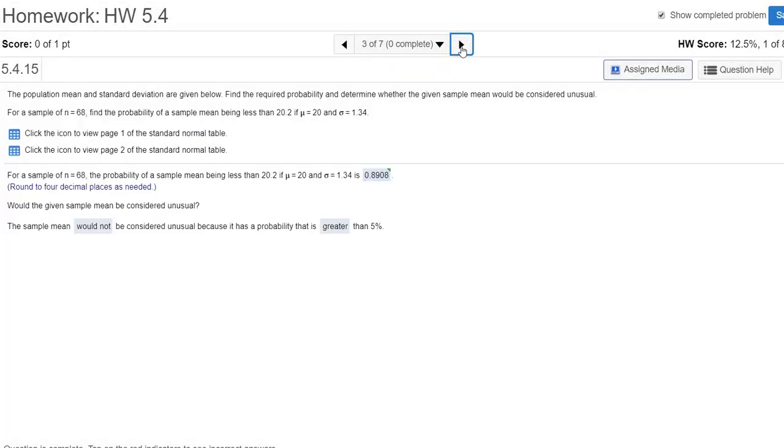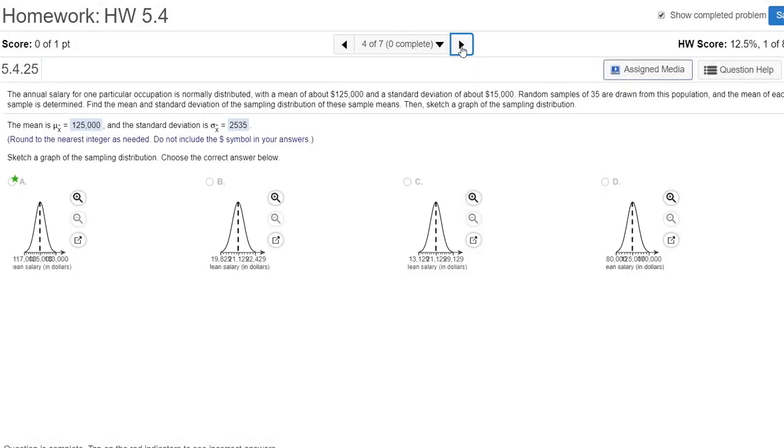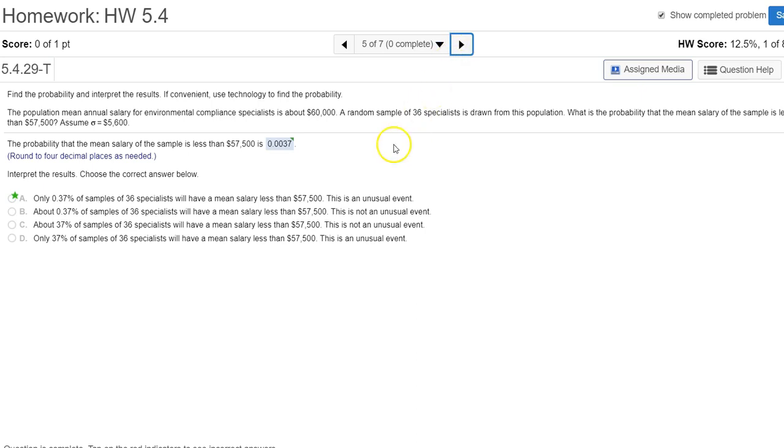We will be looking at problem number 5. Find the probability and interpret the results. If convenient, use technology to find the probability. The population mean annual salary of an environmental compliance specialist is about 60,000. A random sample of 36 specialists is drawn from this population. What is the probability that the mean salary of the sample is less than 57,500? Assume the standard deviation of the population is 5,600.